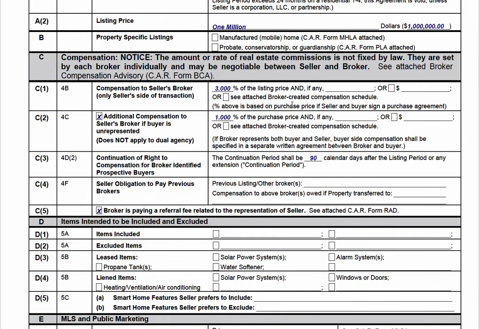Now, sometimes I see agents, especially agents that have been in the industry forever, they try to wedge a 5% or 6% here, thinking that it's the gross commission. Nope. Those days are long gone. Ancient history. This is only the seller's side.